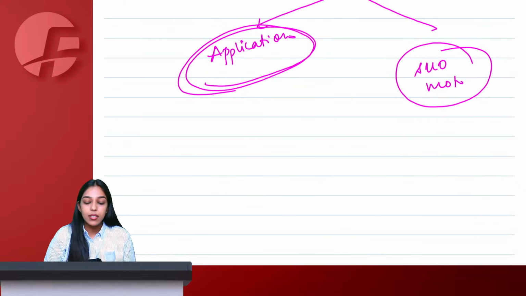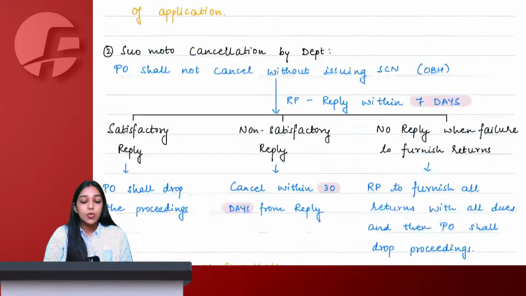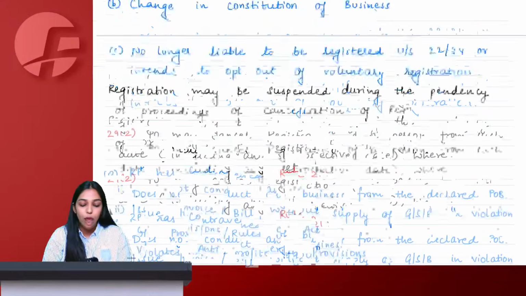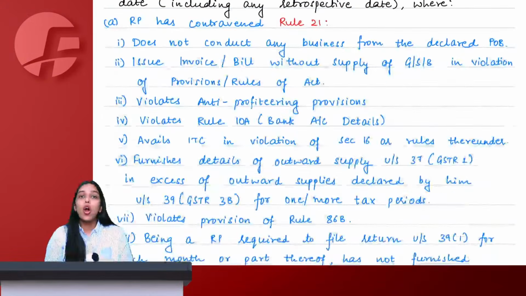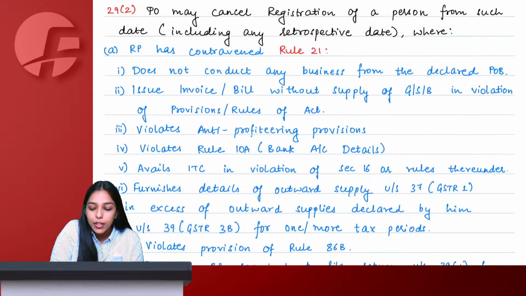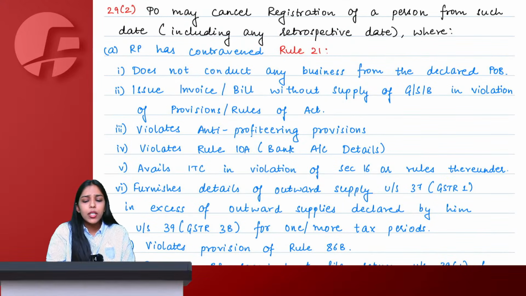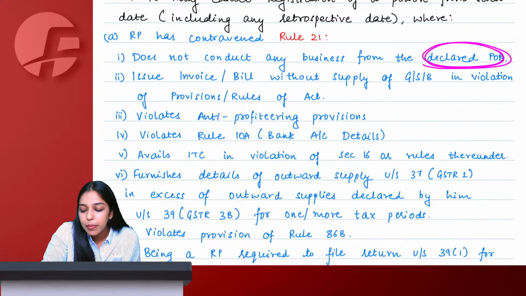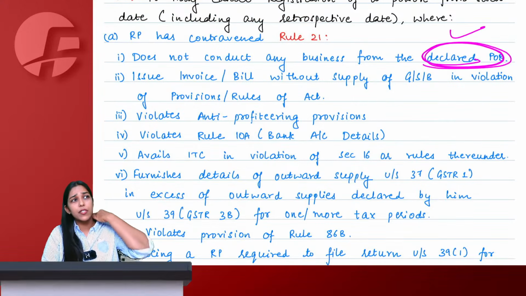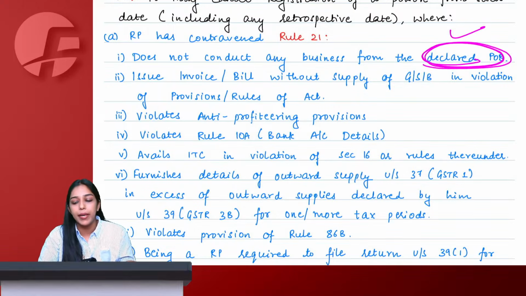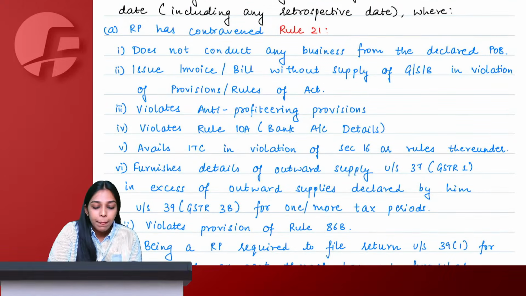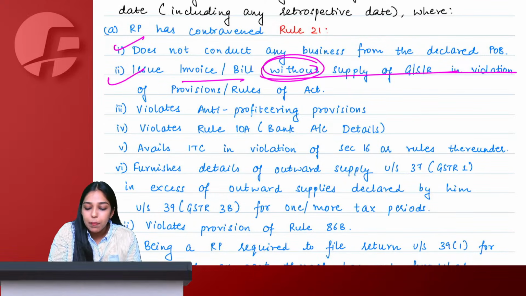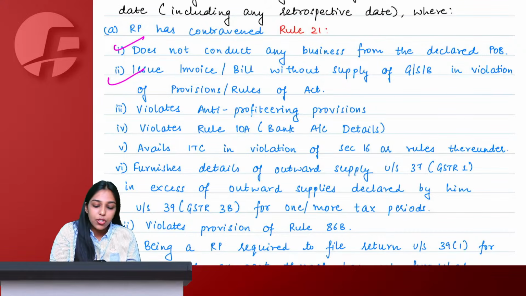But there are some cases where the proper officer can suo motu even cancel my registration, and this is important. You have to remember this. If I have contravened any provision of Rule 21, then what are the provisions of Rule 21? I am not conducting business from my declared place of business, which means I might be doing business from some other place which is not declared to government. So government can cancel my registration. If I am issuing fake invoices, I am issuing invoices without doing any supply in violation of the act, then my registration can be cancelled.